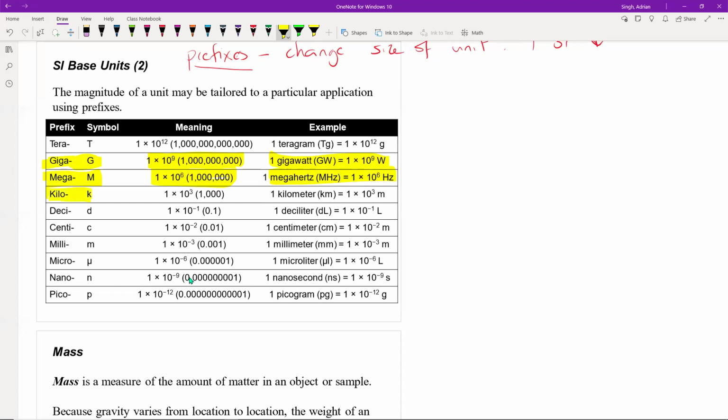Kilo is the other prefix that increases the size of the unit. Kilo means 1,000 or 10 to the 3. So a kilometer, 1,000 meters, a kilosecond, 1,000 seconds, etc. So these are the ones that increase the size of the unit.